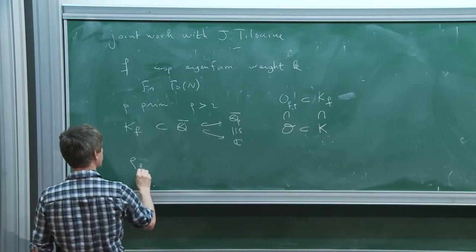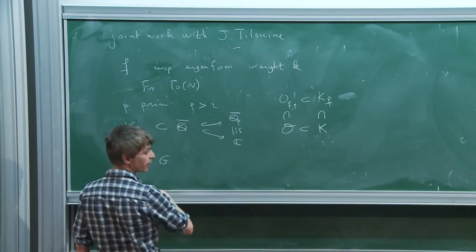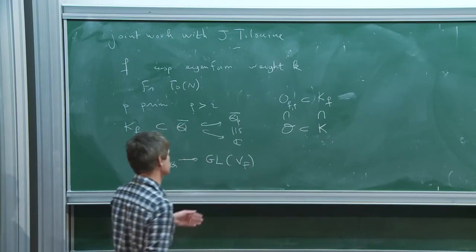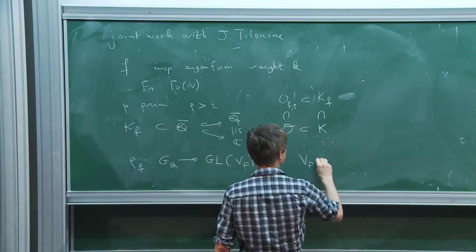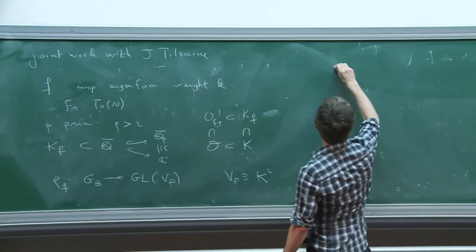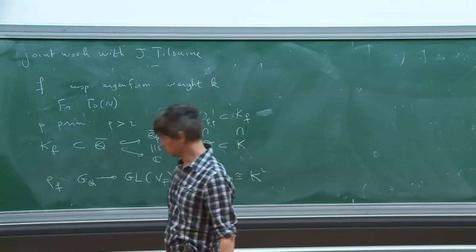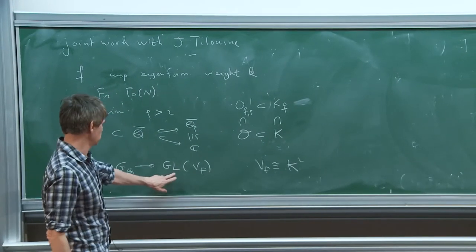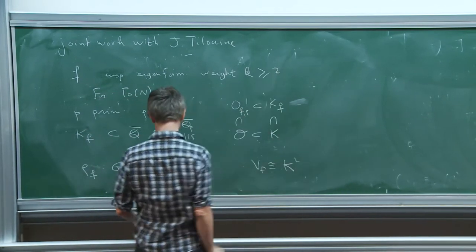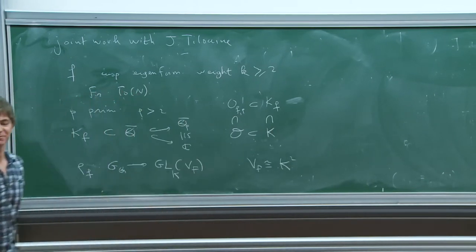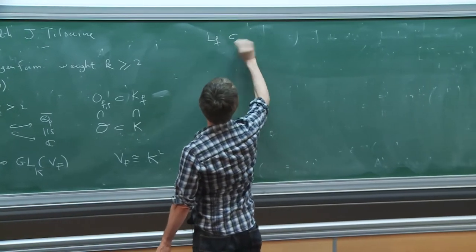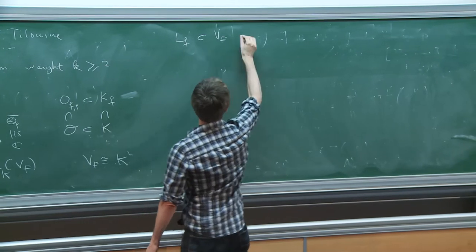I'm going to denote by rho_f the Galois representation attached to f by the ring. I'm going to call V_f the space of the representation, so V_f is isomorphic to K squared. Sorry, f is of weight equal to 2, so there is no conflict. And L_f inside V_f is going to be a stable lattice.